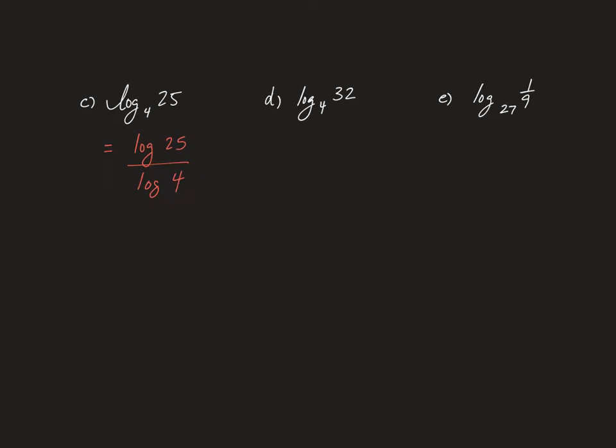So you can go ahead and use your calculator to get a little confirmation. We should know that we should get 2 point something. 4 to what exponent gives me 25? I'm in between 2 and 3.